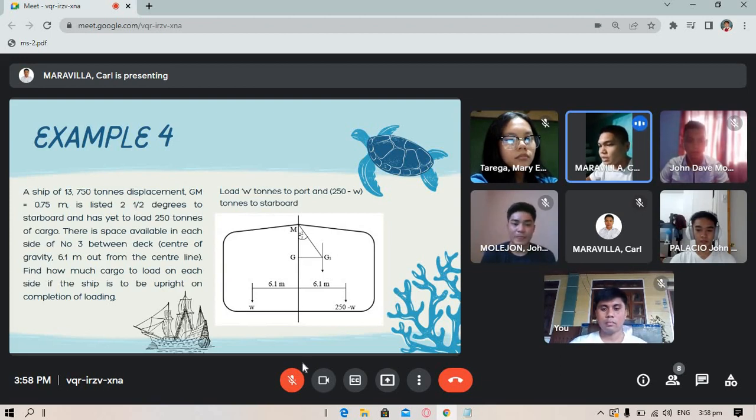The problem has given us that the ship has listed 2½ degrees to starboard, which is this angle value right here, from the metacenter to the new center of gravity, which is G1. We also have the value of 6.1 meters out from the center line, which is the distance of cargo from the starboard side and the port side. So we also have 6.1 meters here. This illustration is what we're going to use to answer this problem.